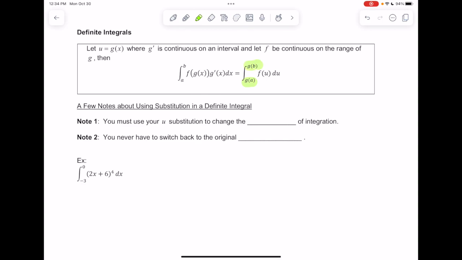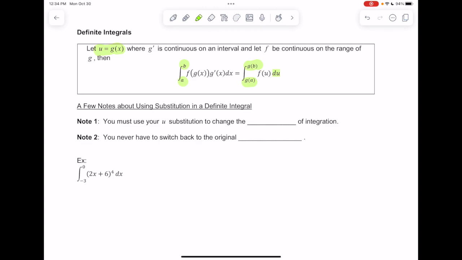So if you remember what I said before, we need to completely switch variables. So we have to switch over from x to u. Well, this a and b, that's x going from a to b. So if we're going to make a substitution to u, we need to know what u is going from. And we find those values by just plugging the a and the b into this u substitution formula.